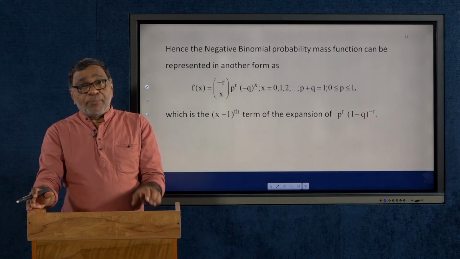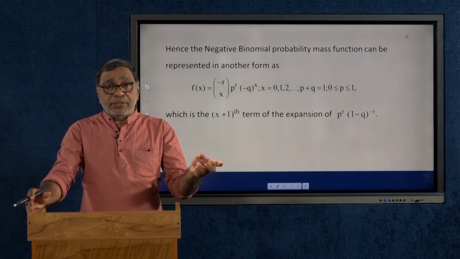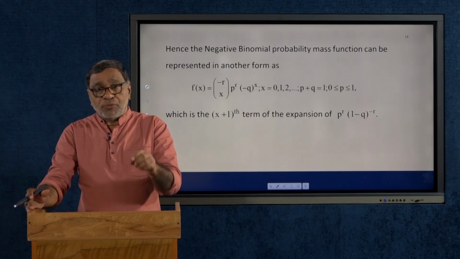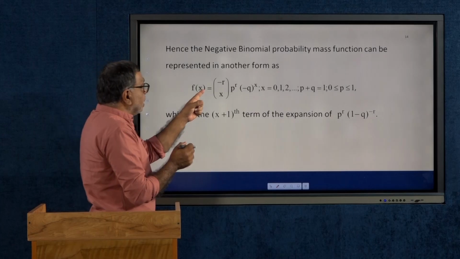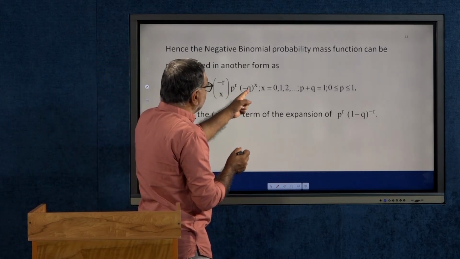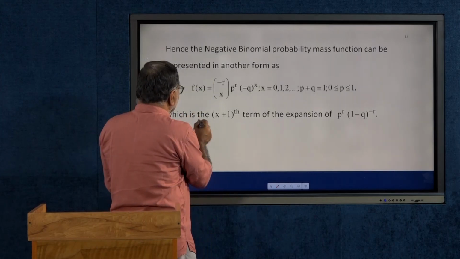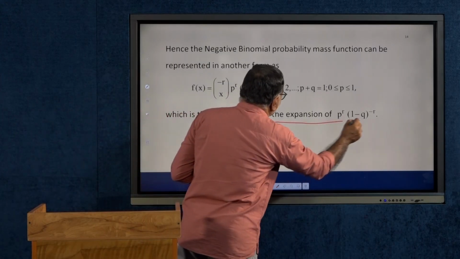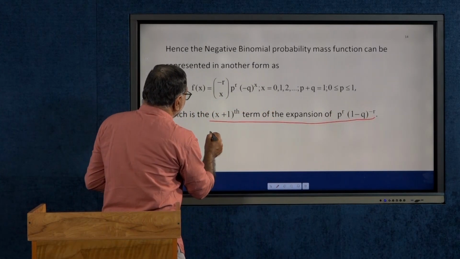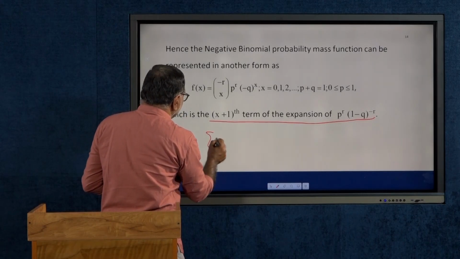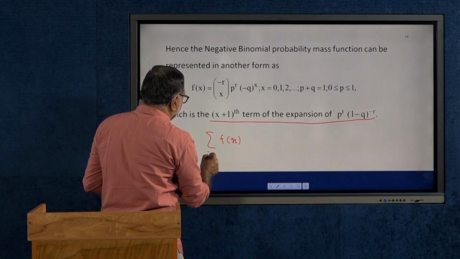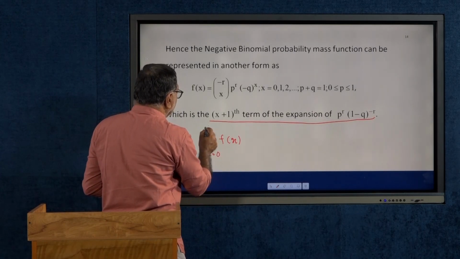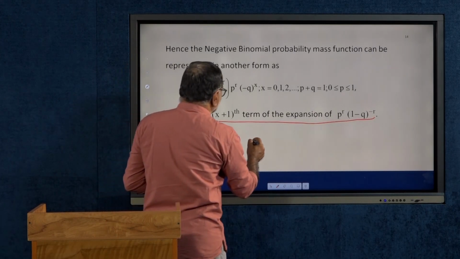So, the negative binomial probability mass function can be represented in another form. And what is the meaning of this? Minus r c x p power r minus q power x is the x plus 1th term of the expansion of this one. Suppose you are considering the sum of f of x over x equal to 0 to infinity.